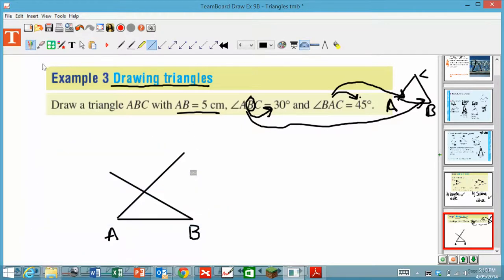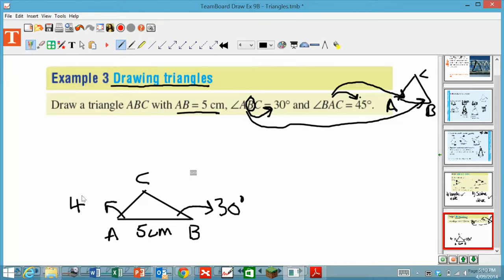I'm going to click that off and get my eraser. I'm going to rub that part of the line out, and that part of the line out. And we now have a triangle with an AB length, and that's C up there. So my AB length is 5 centimeters, my angle ABC is 30 degrees, and my angle BAC is 45 degrees.